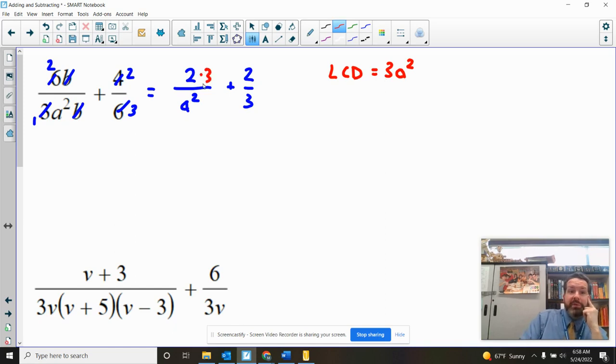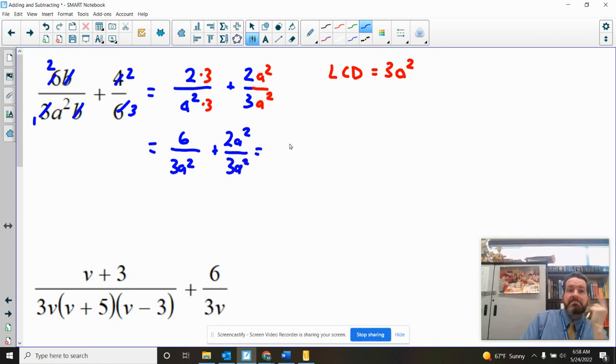So in this first one, multiply by a 3 top and bottom. For the second fraction, by an a squared top and bottom. That'll then get us here. 2 times 3 is 6 over the LCD plus 2a squared over the LCD, and then just put it all together. 2a to the second plus 6 over 3a to the second.